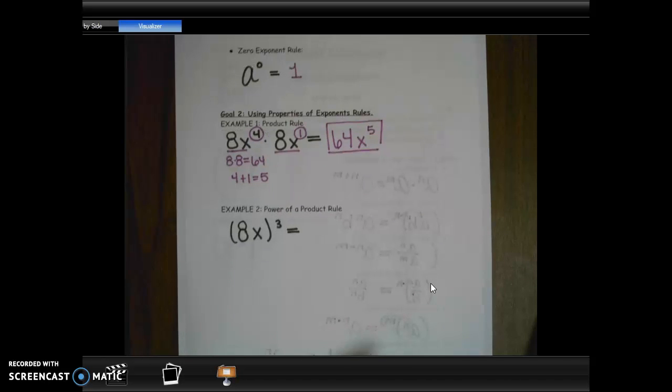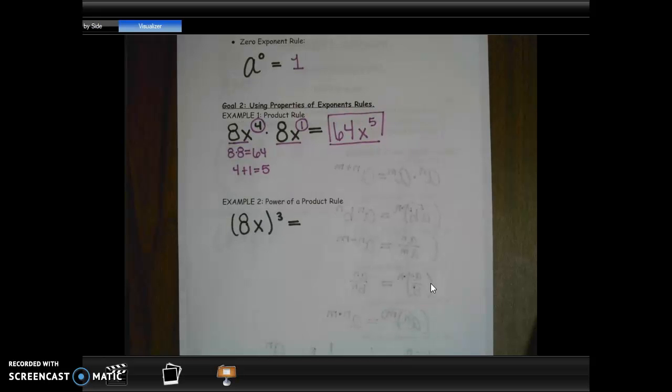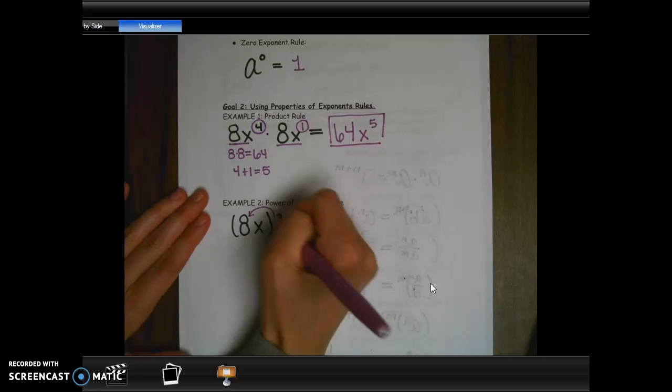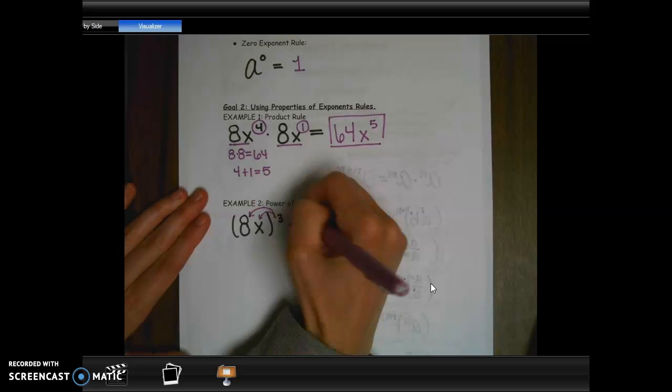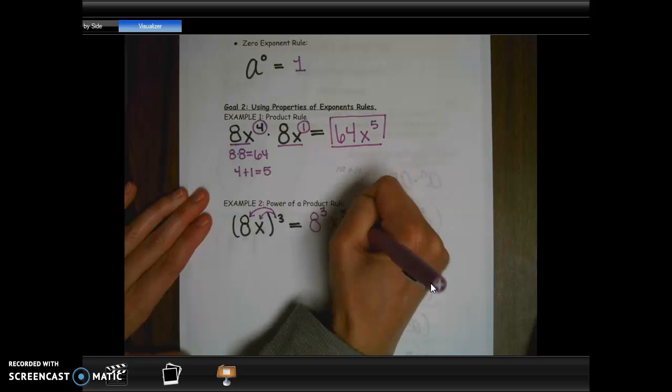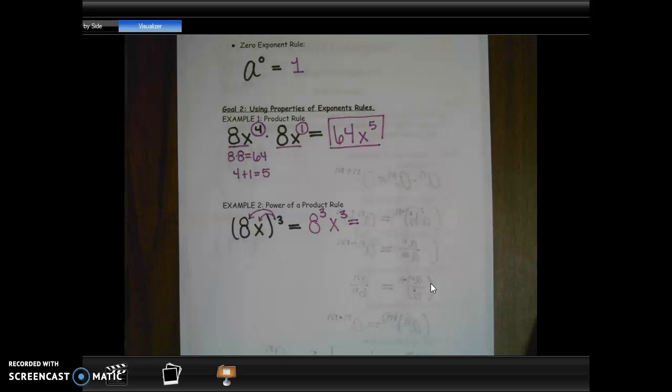Alright, let's talk about power of a product rule. Remember, if anything's written right outside a set of parentheses, it goes to everything inside the parentheses. So this cube is going to go to the 8, and this cube is going to go to the x. So we're going to have 8 cubed, x cubed. Now this isn't a final answer, because the 8 cubed can simplify.